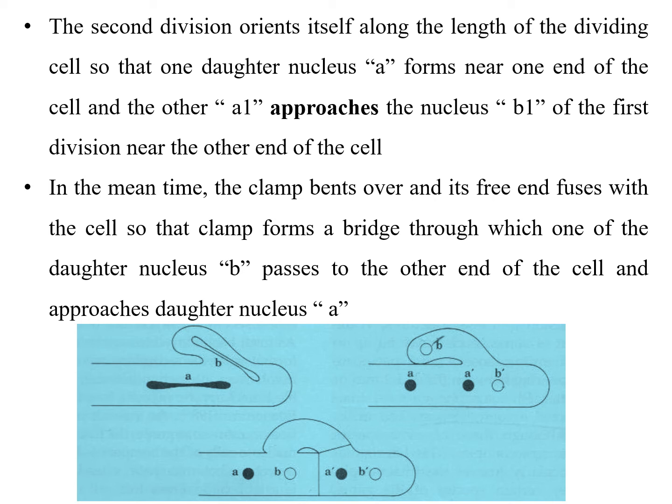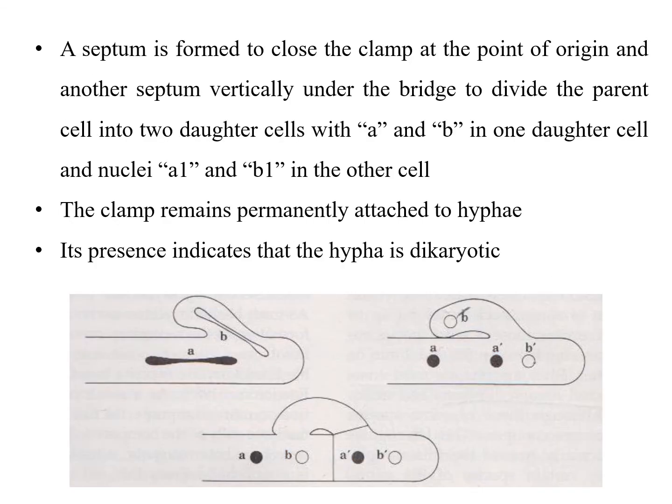So they form into separate cells. Here one nucleus came into one cell, and here the newly formed nucleus came into another cell, and a septum is formed to close the clamp at the point of origin. Here you can see this point of origin; the clamp will be formed here.